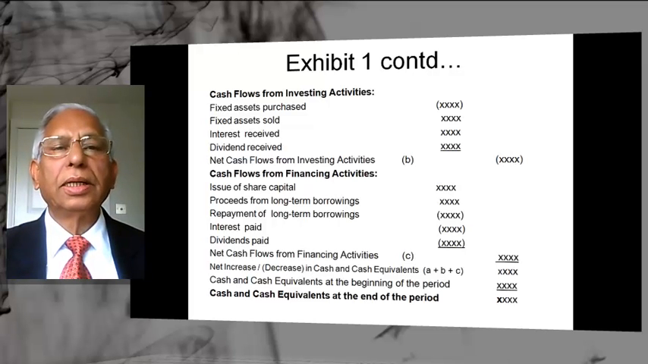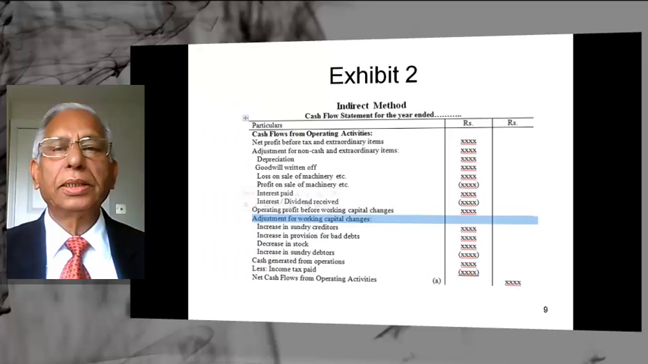Now let us have an idea of indirect method also. You see this Exhibit 2. This is showing preparation of cash flow statement as per indirect method. Number 1 item, that is cash flows from operating activities. This is basically different than what was in Exhibit 1. Here we start from net profit before tax and extraordinary items.